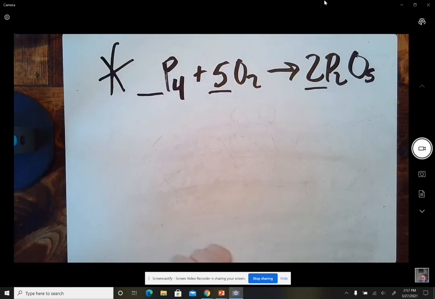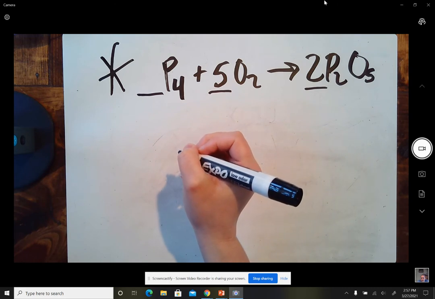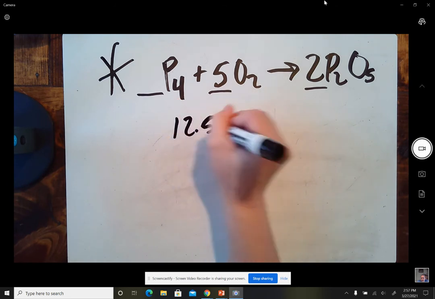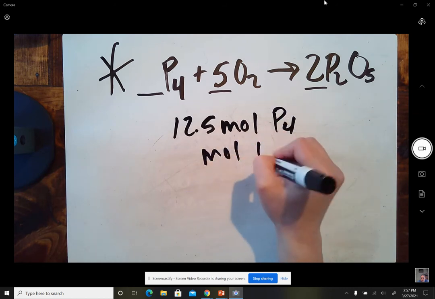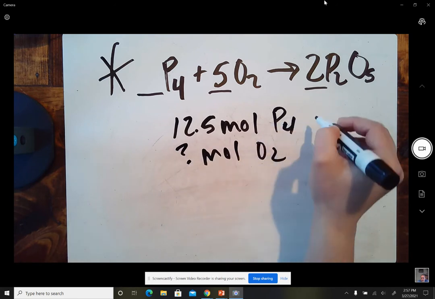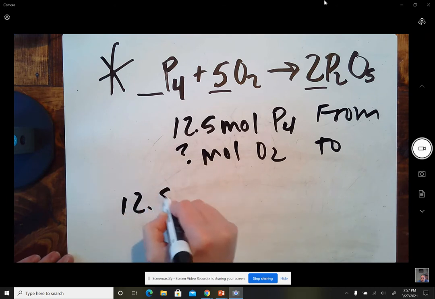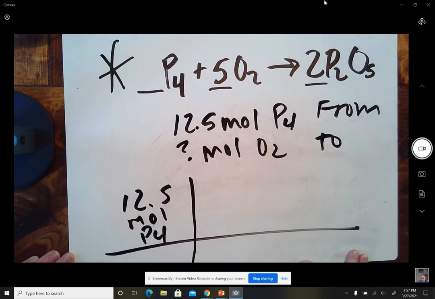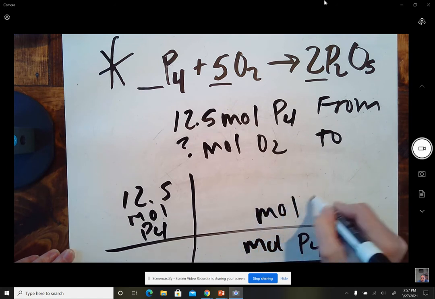What if I wanted to know how much oxygen is required? Let's see. I want to go from 12.5 moles of phosphorus, and I want to go to moles of oxygen. This is where I'm going from. This is where I'm going to. So I set up my bridge notation. 12.5 mole of P4. Old unit in the bottom. So that would be my mole of P4. What am I going to? I want to go to mole of oxygen.